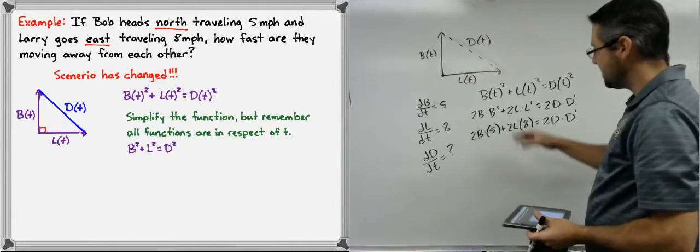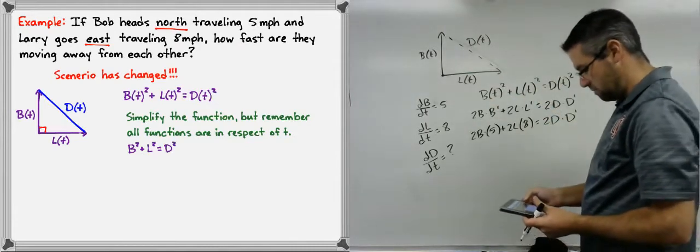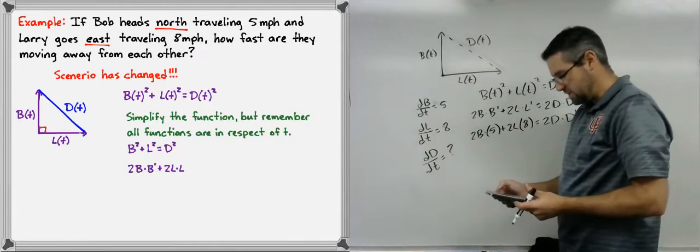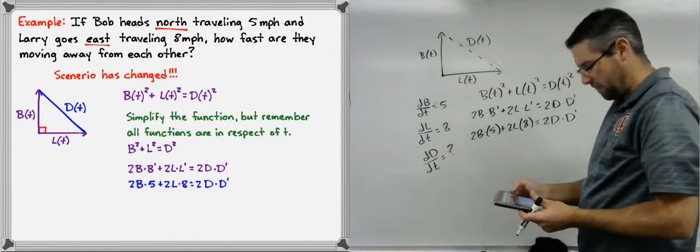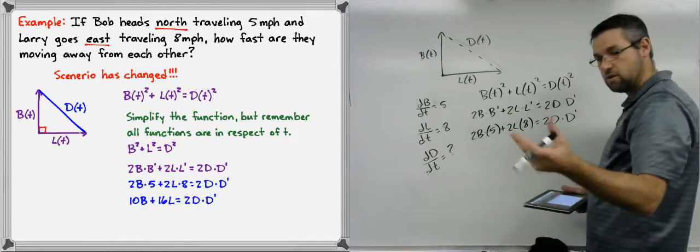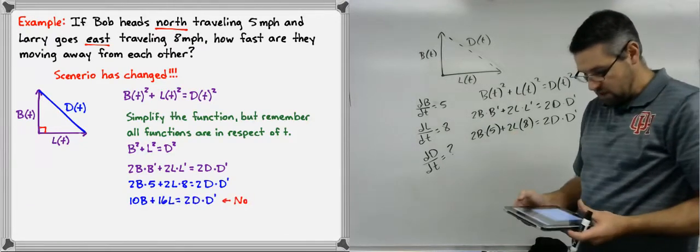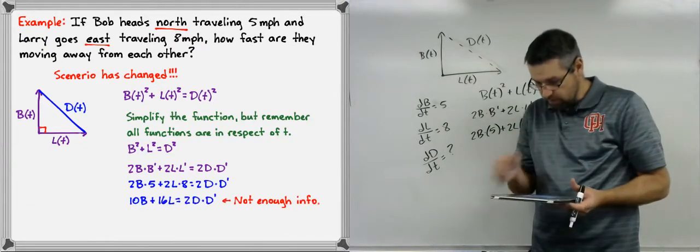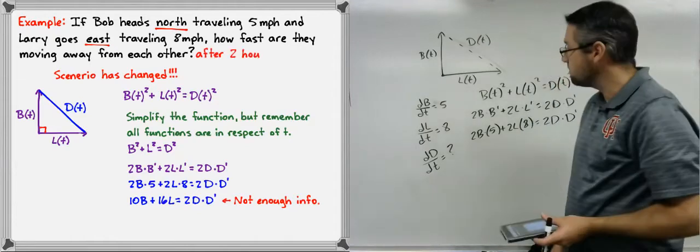So instead of writing b of t, we're just going to put b squared plus l squared equals d squared, take the derivative implicitly, and then plug in what we know. But again, even if we simplify this, like I did on the lesson here, we notice that we have a problem. There's not enough information.